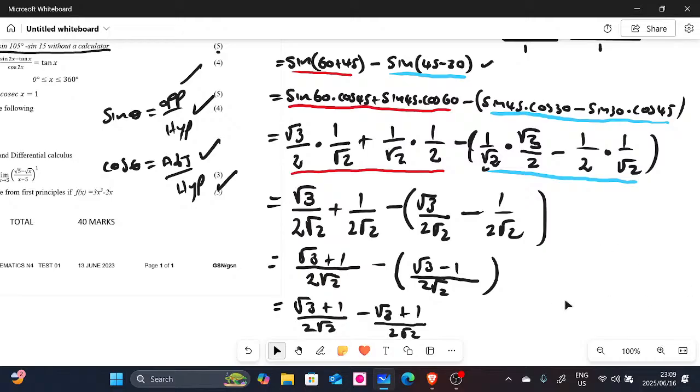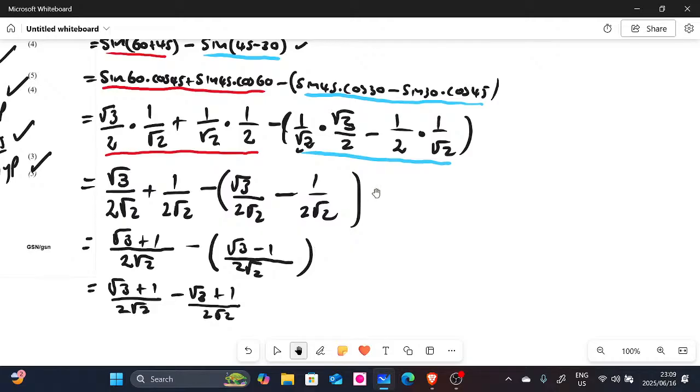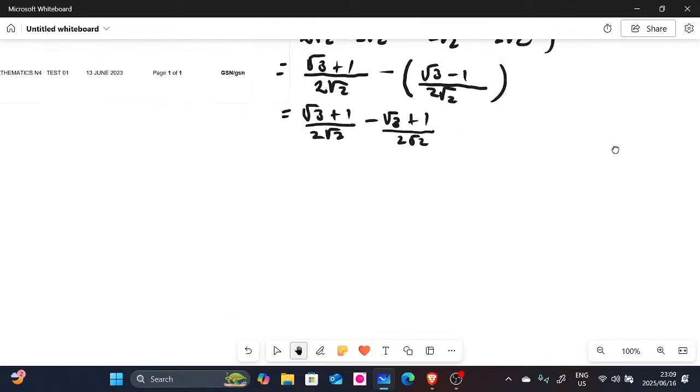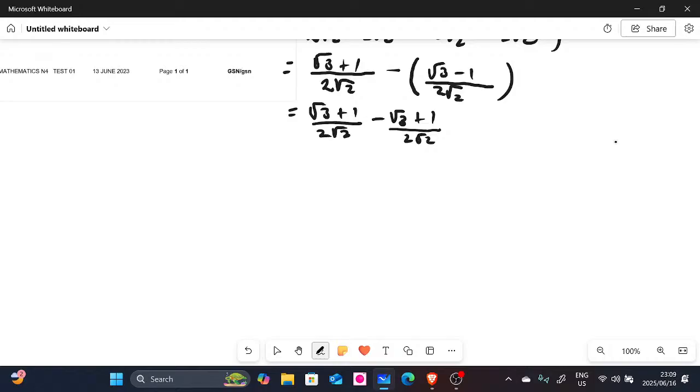Okay, let me just move a bit, guys. We're still together. I like the fact that we're still together. All right, so let me create the space there. Now, same thing here. Look at these terms. They both have the same denominator, guys. So the numerators can subtract and add each other. Do you guys see? So let's continue. Let me first write the denominator, which is 2 root 2. And then we can say root 3 plus 1 minus root 3 plus 1.